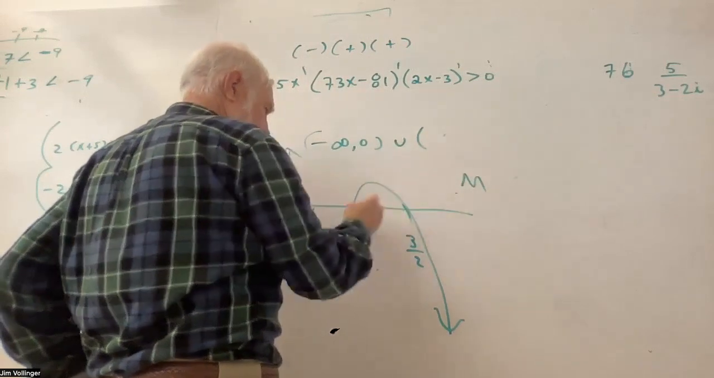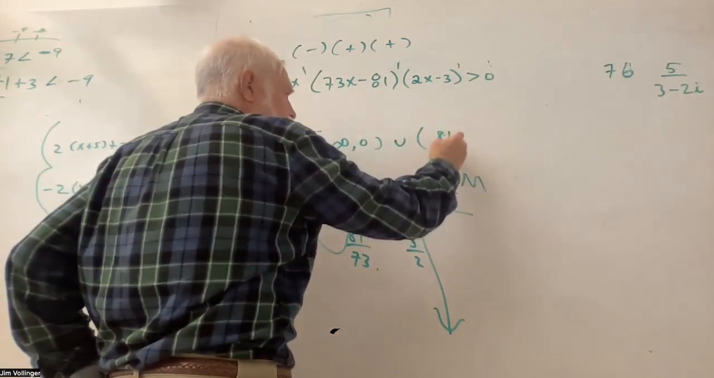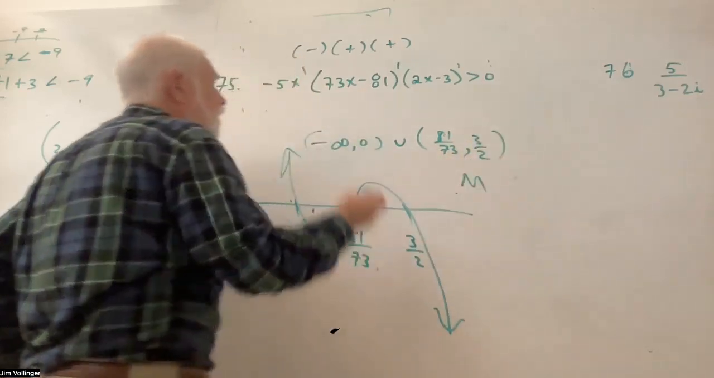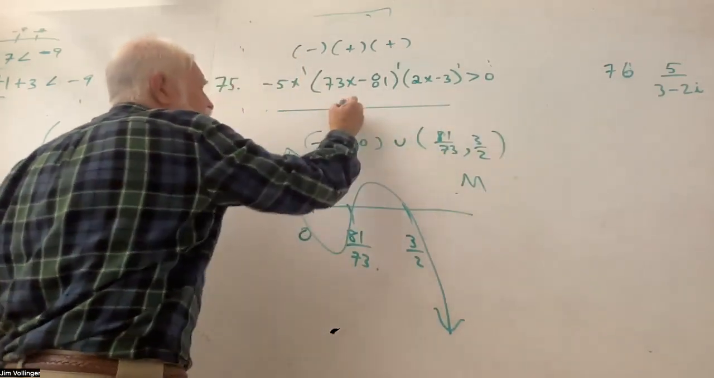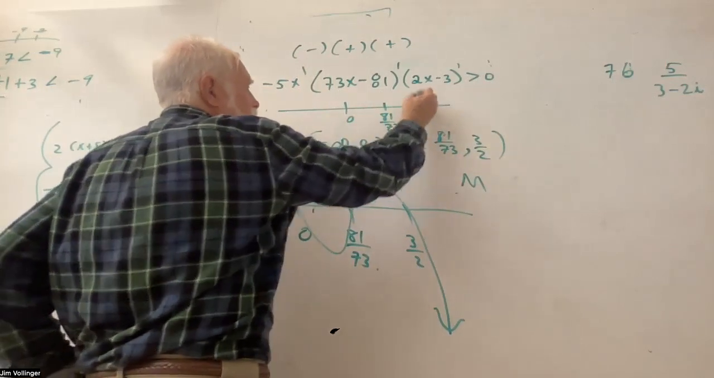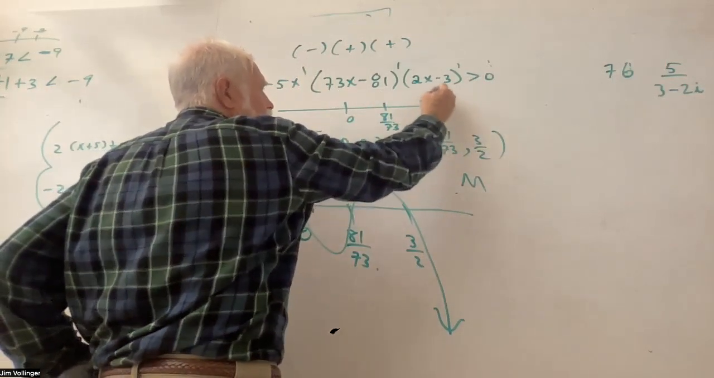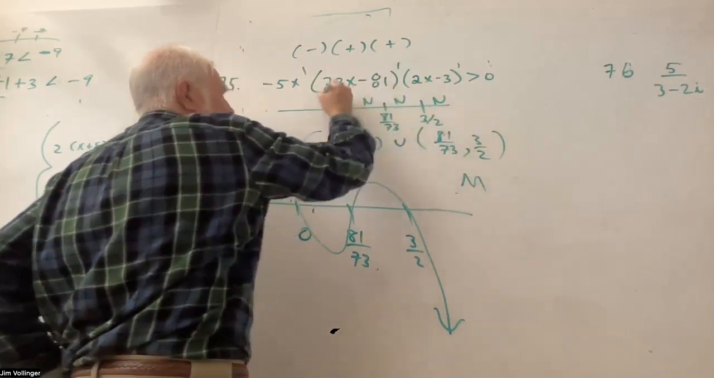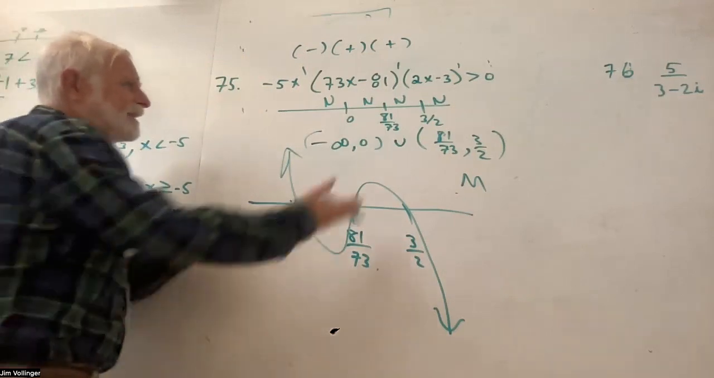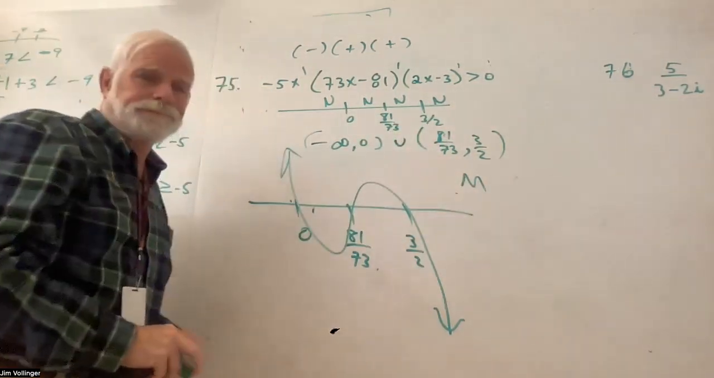81/73 to 3/2. Now, you want to probably make a sign change, 0, 81/73, 3/2. You try these numbers in here, and see what you get. And that's how you determine your answer.